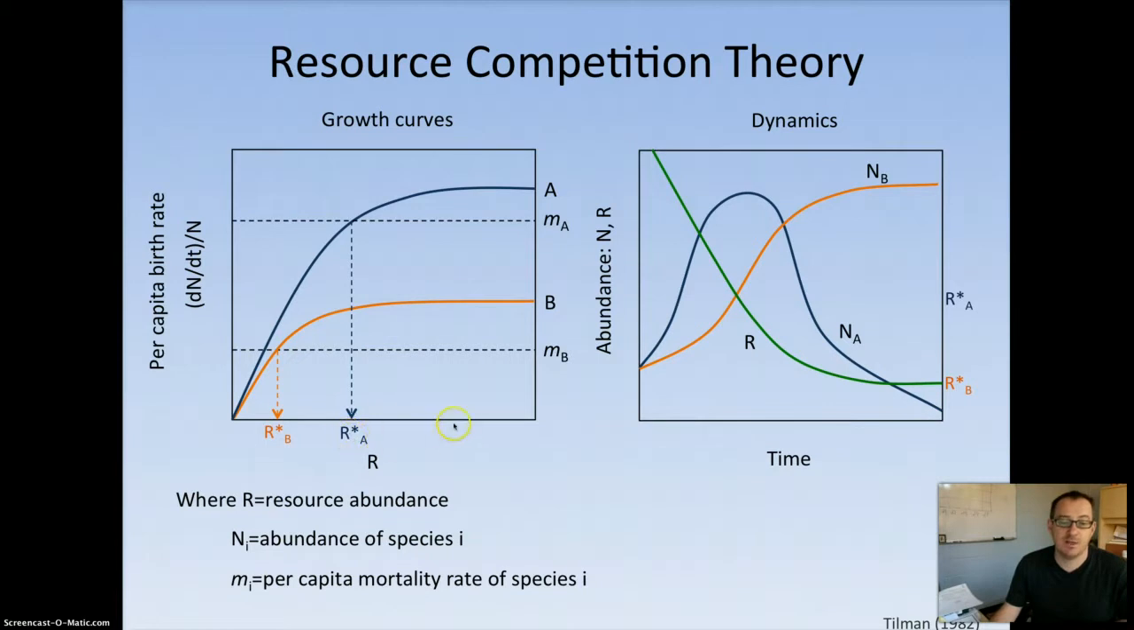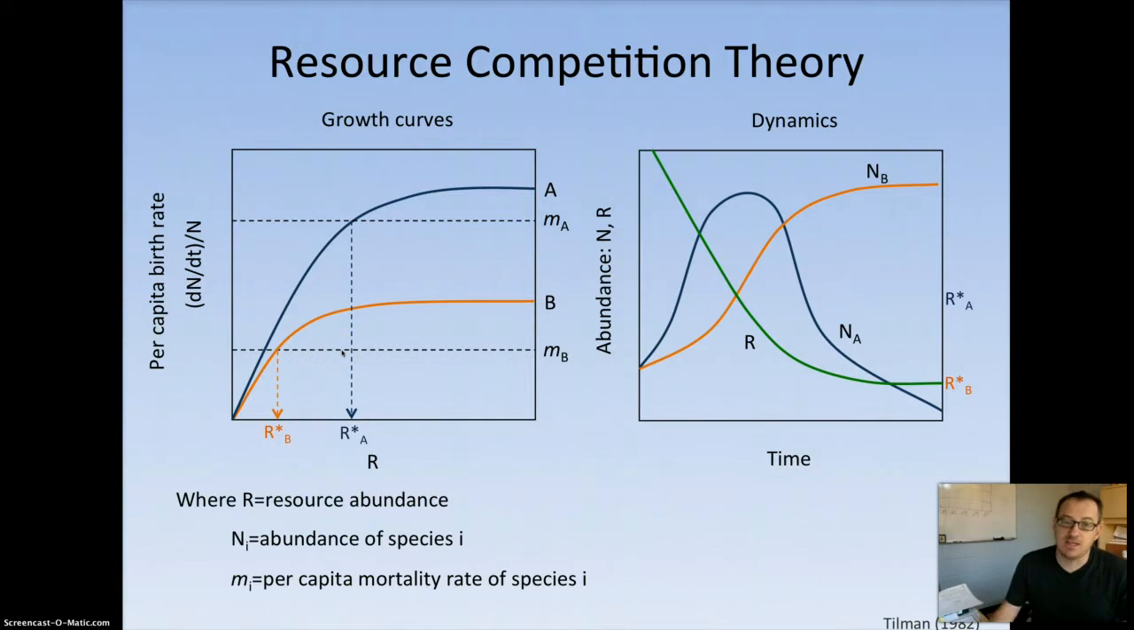So as the resource depletes, we first pass through R star A, and at that point species A only has enough resource to maintain itself, but we're still in a regime where species B has a higher birth rate than it does a mortality rate, and so species B is still growing.